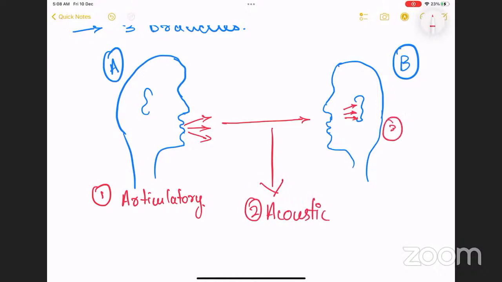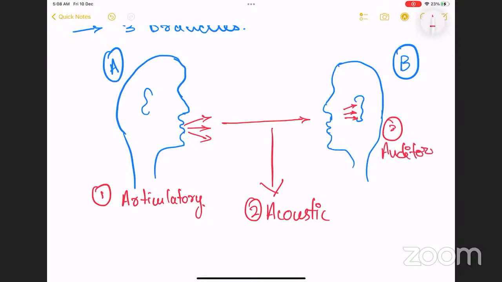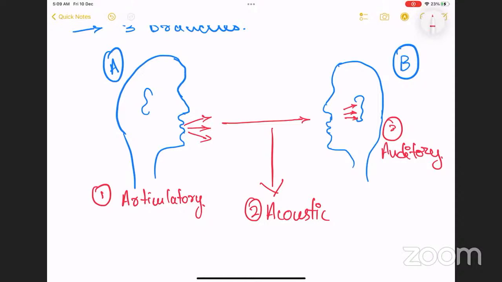And the third one here, any guesses? It is very good, auditory. Okay, we have three branches, what we call articulatory, acoustic, and auditory. All right. So articulatory phonetics is nothing but how sound is produced. Okay, the production of sound.